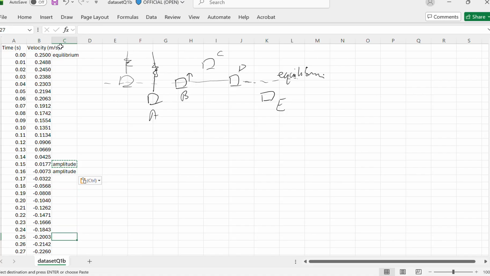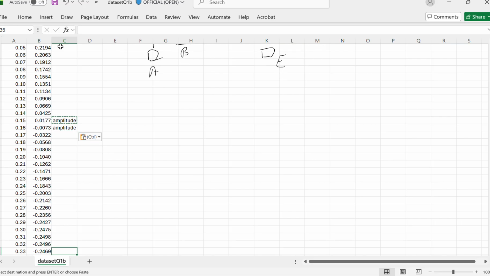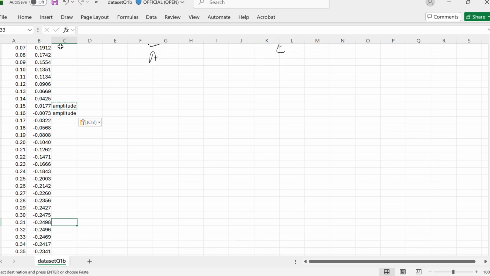Then D I should expect negative 2.5, roughly speaking. So it's somewhere around here. Right? So again, this is equilibrium. Then we move down some more. I expect to go to, again, 0 value of velocity, which is amplitude. So somewhere between here and here, not exactly sure where. And I find one more equilibrium. Yeah, so it's here.